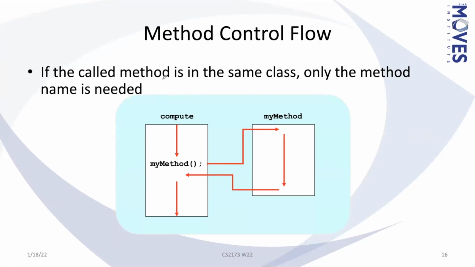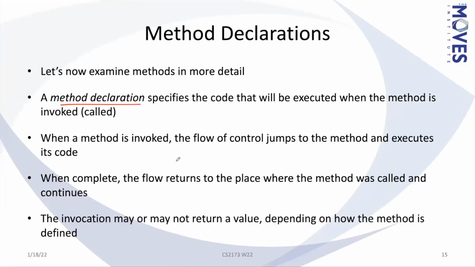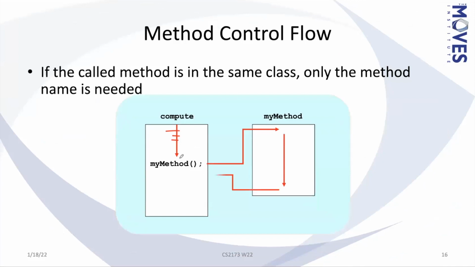Now, how do we call a method? When we call a method that is in the same class, I only need the method name. If compute is a method in the class and my method is another method in the same class, and compute is going along and at some point calls my method, I can just call it by name. And what happens? You follow the arrows. It goes into my method and executes. When it finally returns, you pick up from where you left off and keep going.